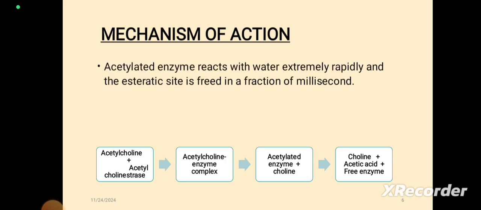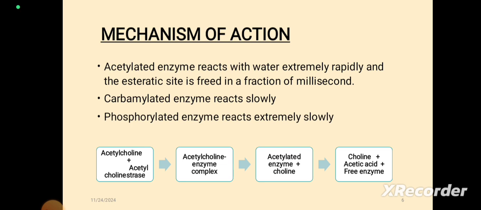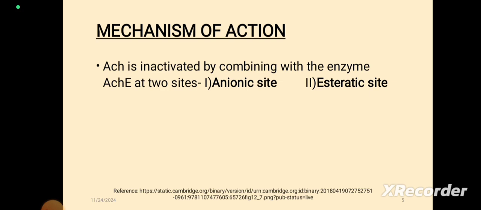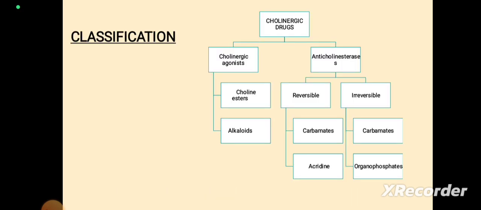Acetylated enzyme reacts with water extremely rapidly, and the esteratic site is freed in a fraction of a millisecond. So you can understand that this reaction is happening in just a millisecond. Carbamylated enzyme reacts slowly. Phosphorylated enzyme reacts extremely slowly. So here they are telling us about the reversible and irreversible classification that we have studied before.